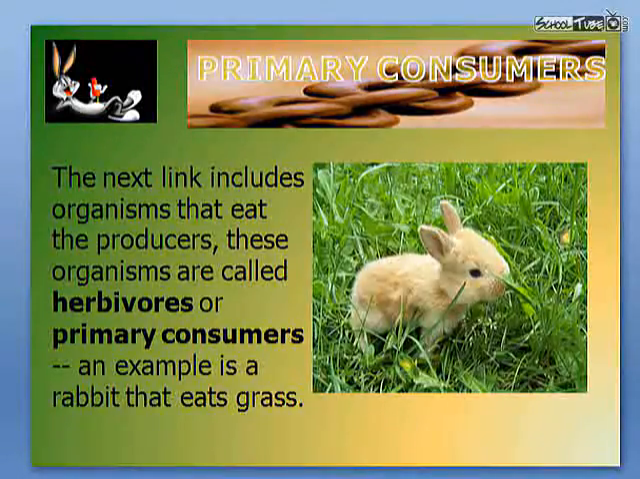The next link includes organisms that eat the producers. These organisms are called herbivores, or primary consumers. An example is a rabbit that eats grass, or maybe a rabbit that eats carrots.